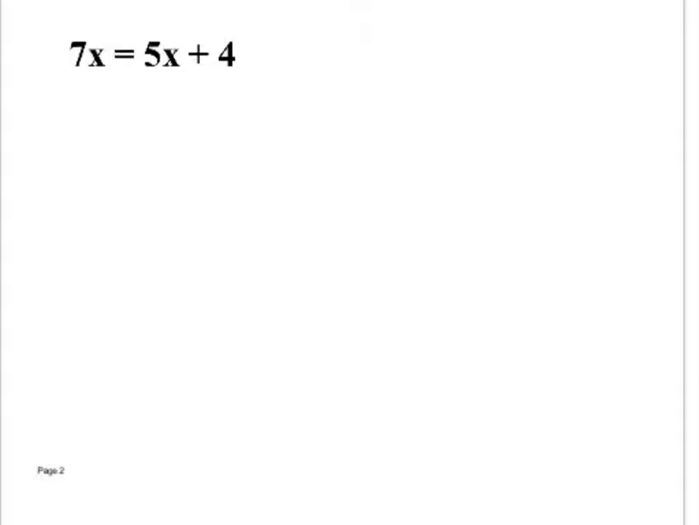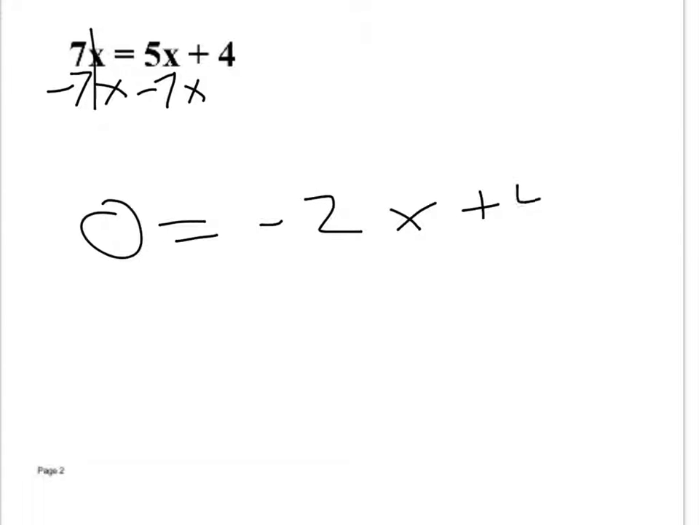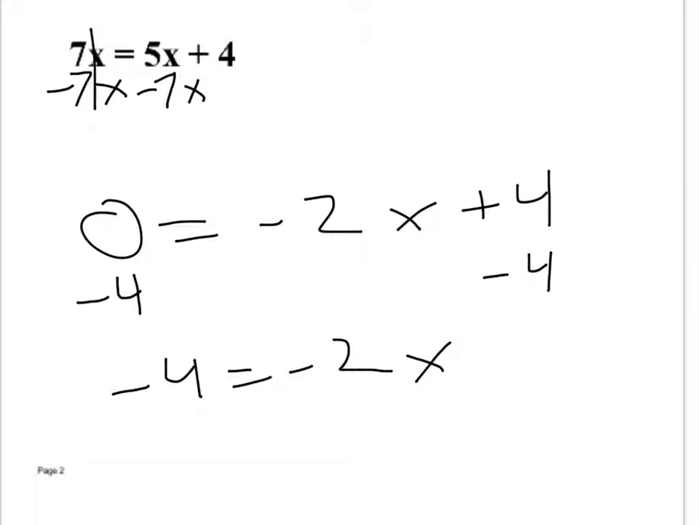Watch. Okay, so I'm going to subtract 7x to both sides. This gives me 0, because 7x minus 7x is 0. This gives me negative 2x plus 4. Now it would be redundant to move 2x to the other side because I just brought it over there. So I'm going to subtract 4. Negative 4 equals negative 2x. I divide by negative 2. Still gives me x equals 2.